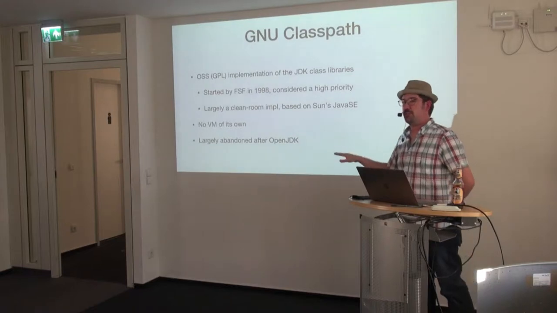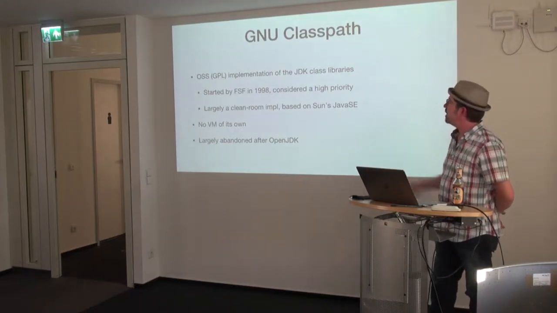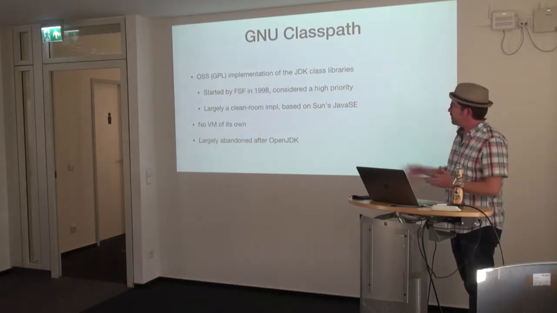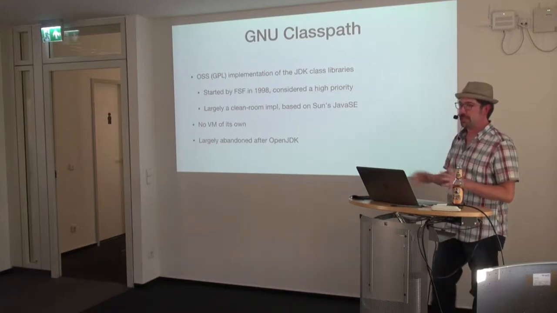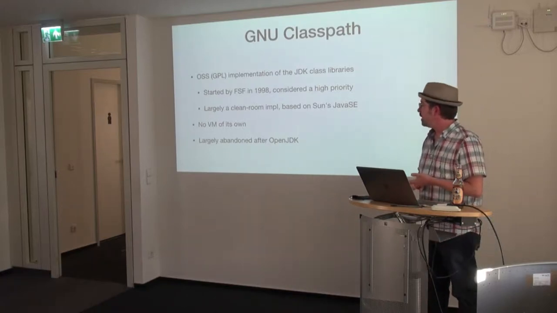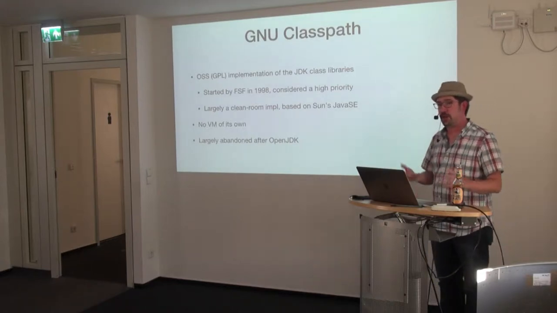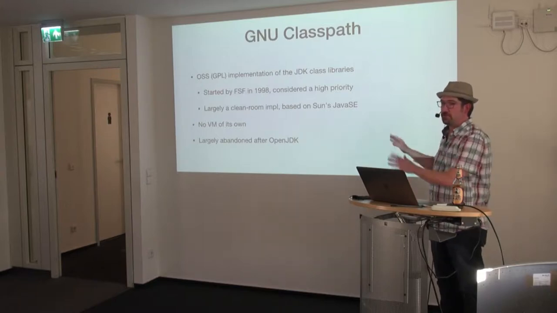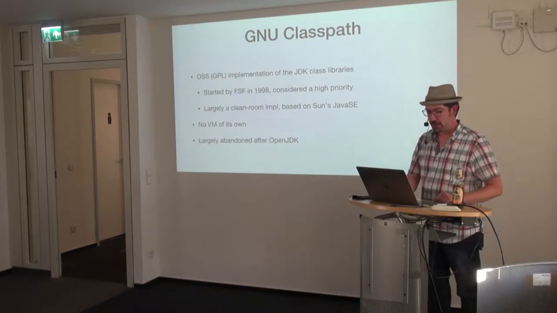But there was no class library. Much larger task, obviously, to implement the entire Java class library. And that's where GNU ClassPath came in. They realized there was this big gap. The Free Software Foundation decided that this was a huge priority for them to get this open source class library. And this did not have a VM of its own. Obviously, they knew at this point that there were plenty of other options of open source JVMs to plug into this. And most of these all just work with ClassPath or with OpenJDK. They're wired up that way.